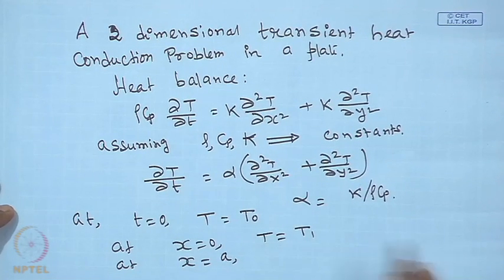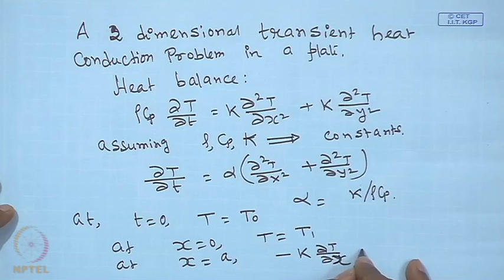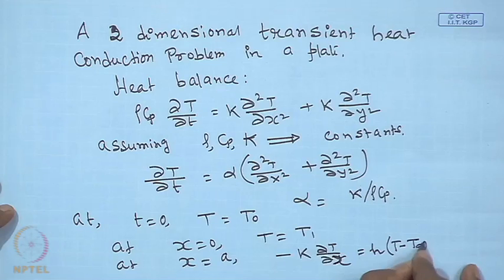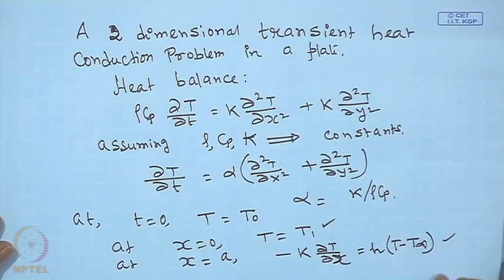So, this will be let us say minus k del T del x is equal to h times T minus T infinity. That means, the boundary located at x is equal to a is exposed to the environment. That means, whatever heat is coming by conduction at the boundary is taken up by the convection. So, you have a Dirichlet boundary condition at x is equal to 0, and you have a Robin mixed boundary condition at x is equal to a.